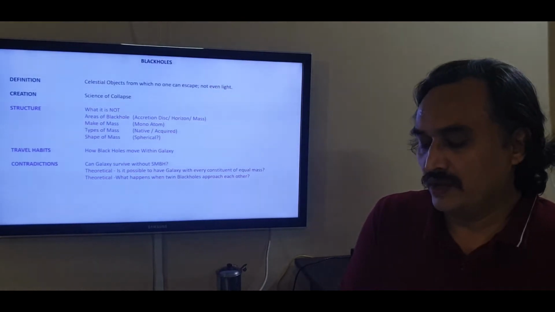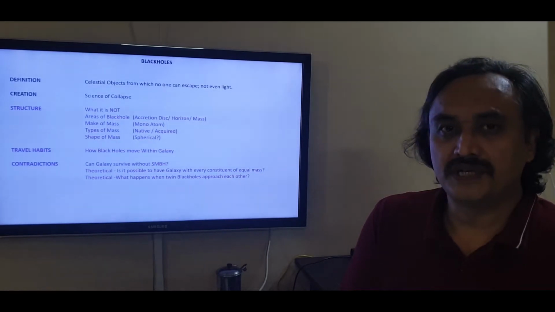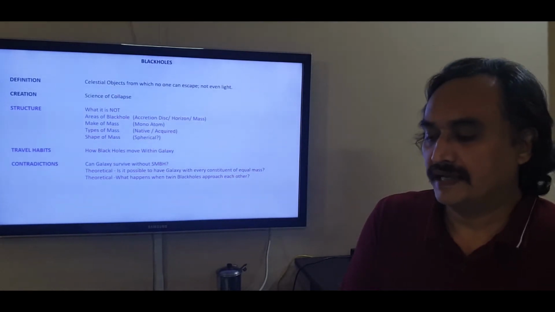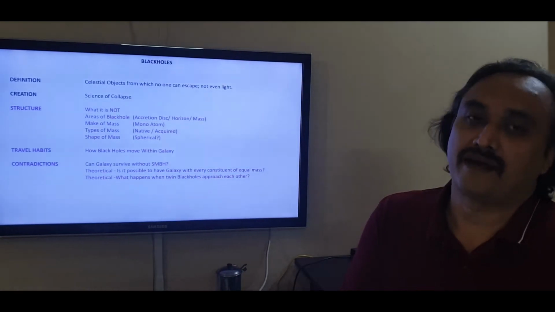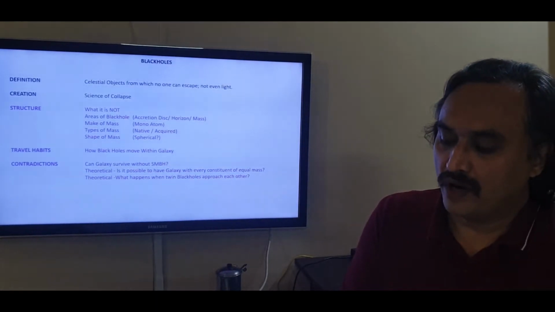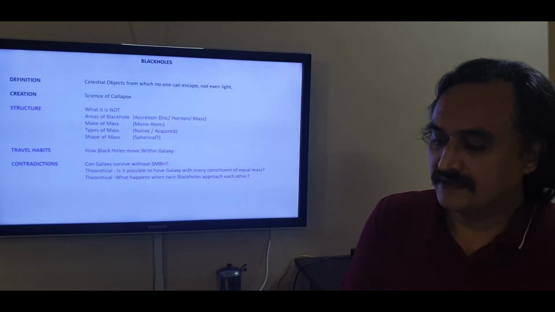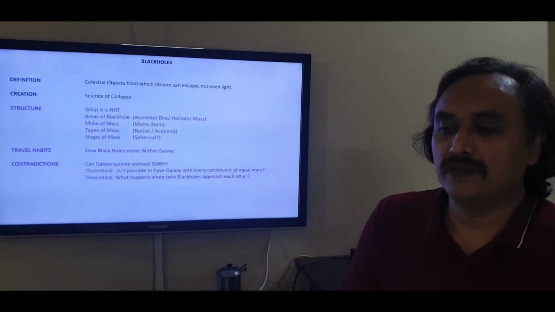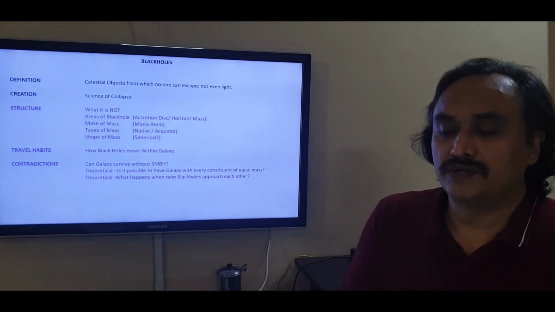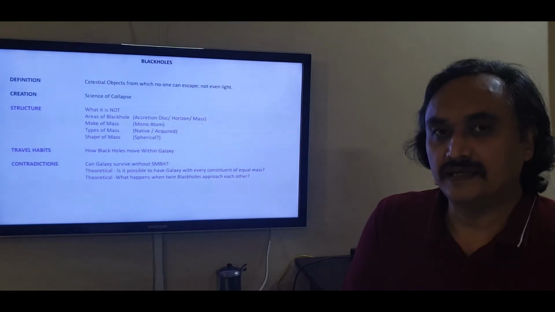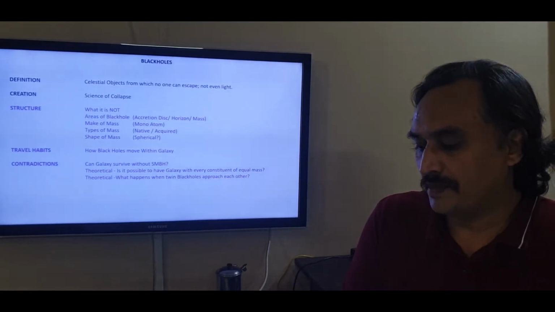And then we know that black holes are not stationary objects, they do move in the galaxy or in the universe. So we will see what are their travel habits. How do they move around in the galaxy itself? And we will also show that possibly all these black holes, once they form, have no other choice but to move to the center to meet the supermassive black hole at the center.